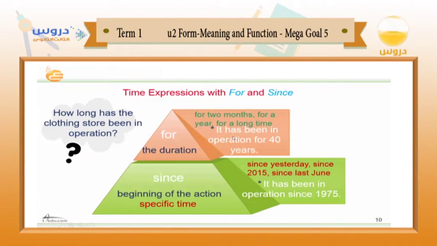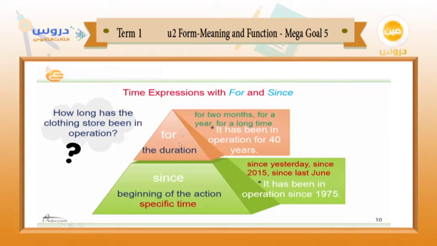Now let's move to the second part here. Time expressions with for and since. For and since, they are time expressions used with present perfect simple tense. But how can we use them? We have to use them correctly. We have to distinguish between them. We have to know when we use for and when we use since.